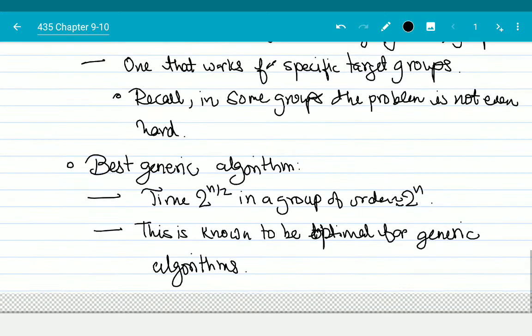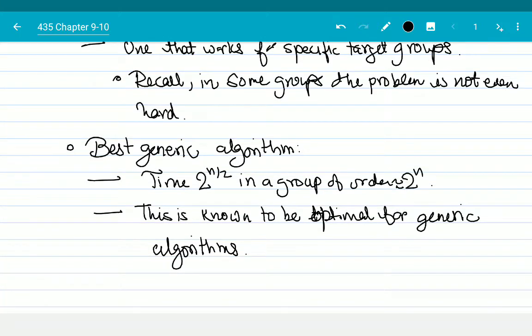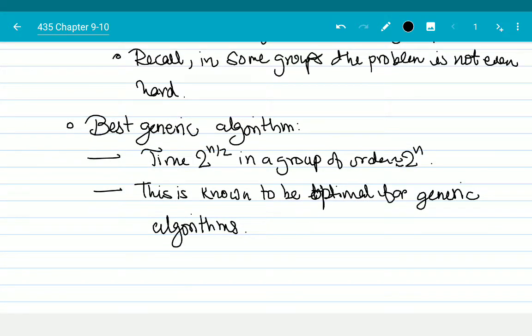So we have still made a lot of progress. The naive algorithm, if you scroll up, was of the order of time 2 to the n for a group of size 2 to the n. So on a group of size n, we are now taking square root of n time. But you can show that you can't do much better than that.